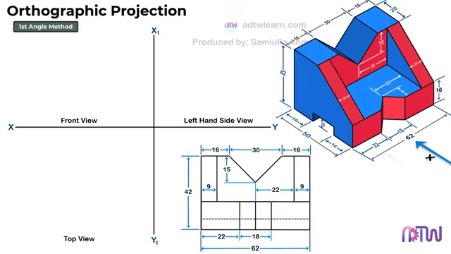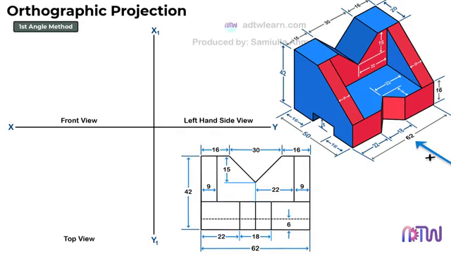Apart from this, we can see this dotted line. The hidden features of the object are represented by dotted lines. In this isometric view, we can see there is a slot. This slot is not visible in the front view because of this front part. In that case, it is represented with the dotted line. The depth of this slot is 6 mm. Since we are looking at this figure from the front view, only the depth of this slot is shown by the dotted line. This is the required front view of the object.